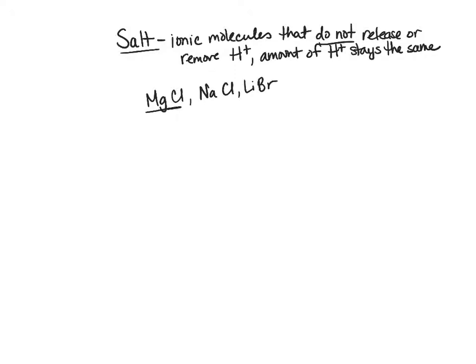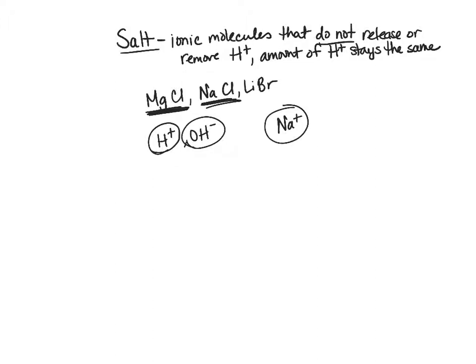So these things, as you can tell by the names, are not going to be releasing hydrogen ions. They're not going to be releasing hydroxide ions. So the number of hydrogen ions and the number of hydroxide ions are going to stay the same. So we still see that dissociation just like we saw with sodium chloride, right? So we have our positive sodium that's going to be surrounded by the negative, and we have our negative chloride that's going to be surrounded by the positive. And so we have that dissociation, but we're not changing the concentration of hydrogen.